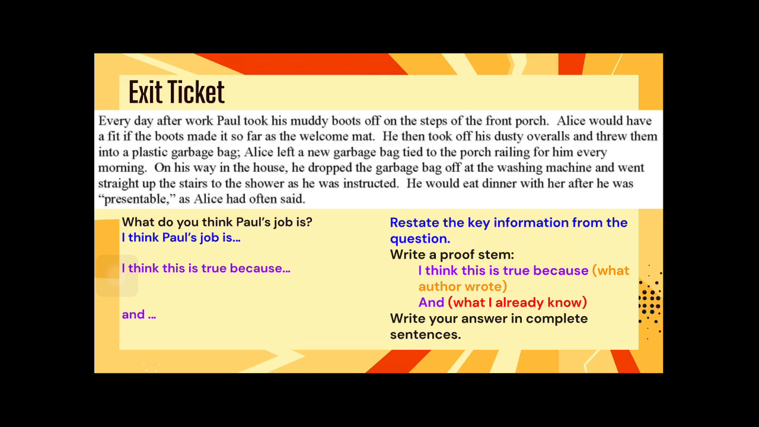Every day after work, Paul took his muddy boots off on the steps of the front porch. Alice would have a fit if the boots made it so far as the welcome mat. He then took off his dusty overalls and threw them into a plastic garbage bag. Alice left a new garbage bag tied to the porch railing for him every morning. On his way in the house, he dropped the garbage bag off at the washing machine and went straight up the stairs to the shower as he was instructed. He would eat dinner with her after he was presentable, as Alice had often said.